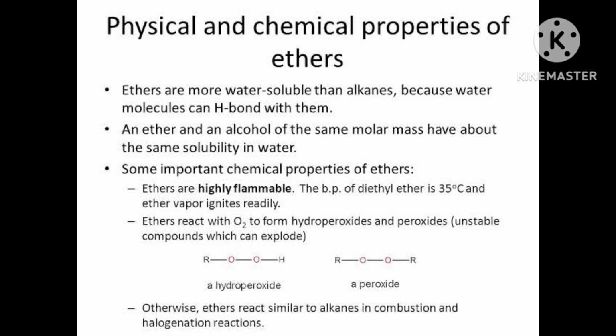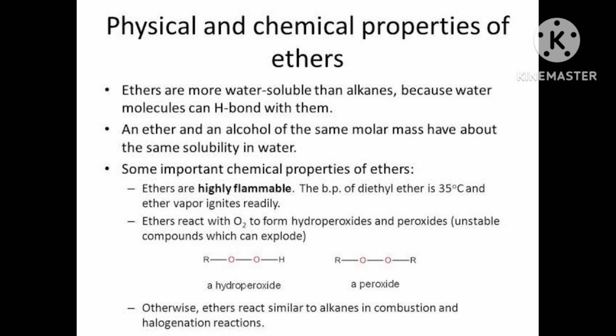Correct? When the R and O bond will break, R will be positive, O will be negative. The same way it will form R plus and X minus. RX it will form, and the other RO, O was negative, and H will join with oxygen. It will form alcohol.